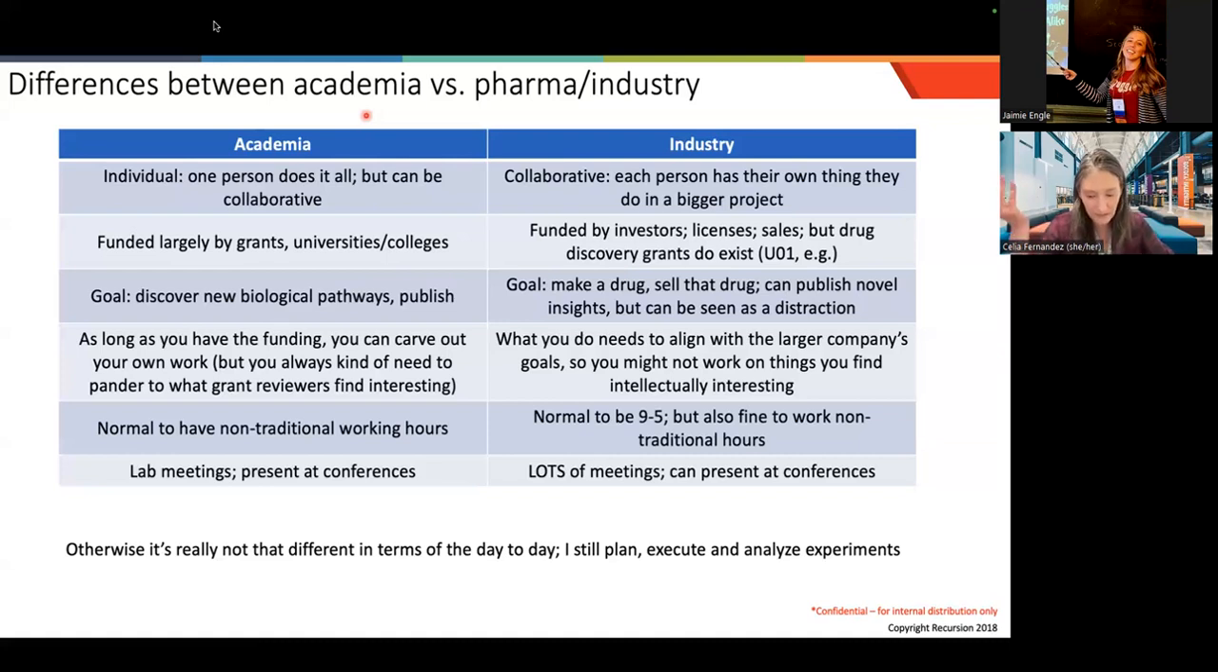I think a famous example of this is CRISPR between UC Berkeley and the Broad Institute, right? There was some fighting there about who gets to turn CRISPR into a commercialized thing. So a little bit of that still exists in academia, but yeah.